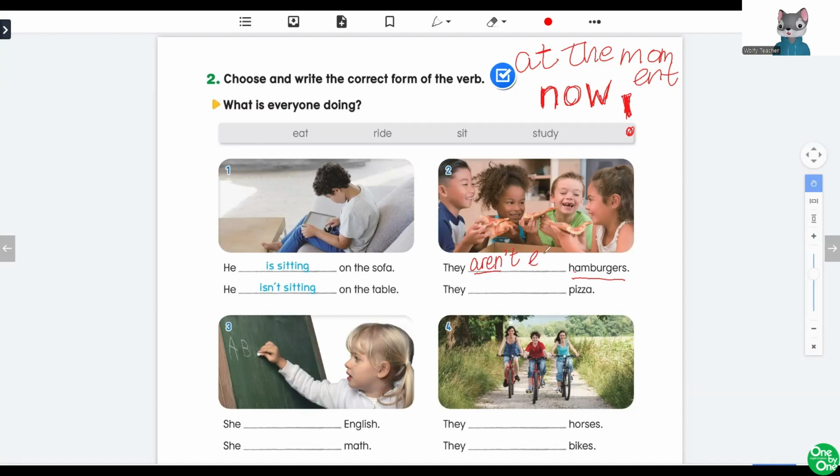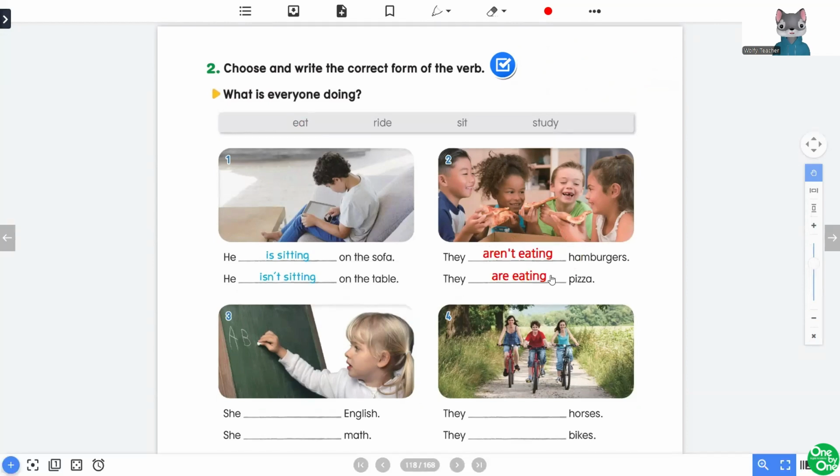They aren't eating hamburgers because we have the word eat over here. Yeah. So what are they eating instead? They are eating pizza. Fantastic. Yeah. So let's try number 3 as well.